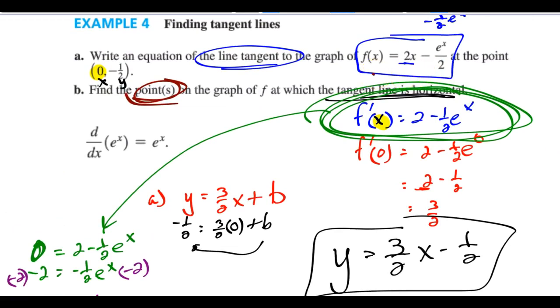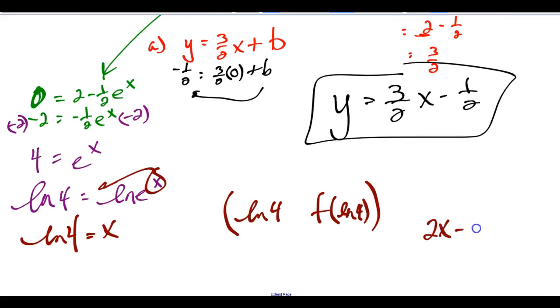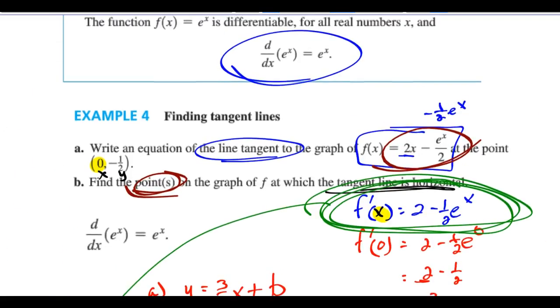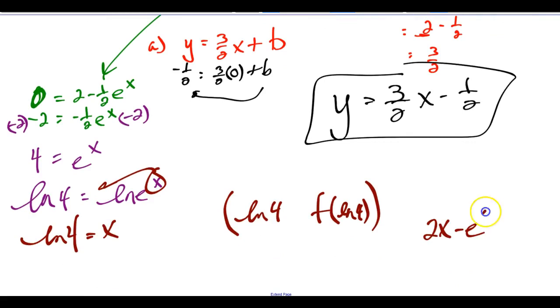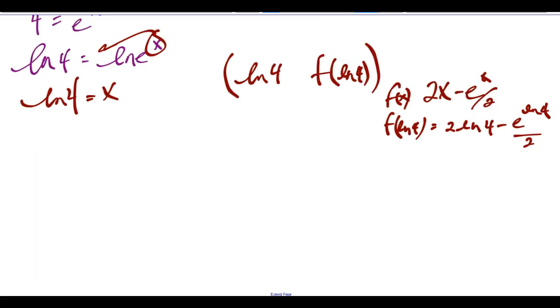So the function is right up here, 2x minus e to the x divided by 2. Let's try that. If I plug in the ln of 4, I get 2 ln 4 minus e to the ln of 4. Here comes another log property, which you may or may not know: e to the ln undoes each other, kind of like addition and subtraction, because they're inverses again. So that's just going to be 4 divided by 2, which is a 2.